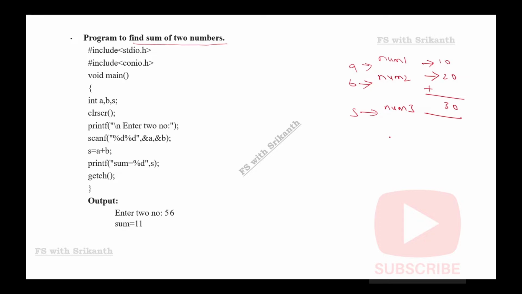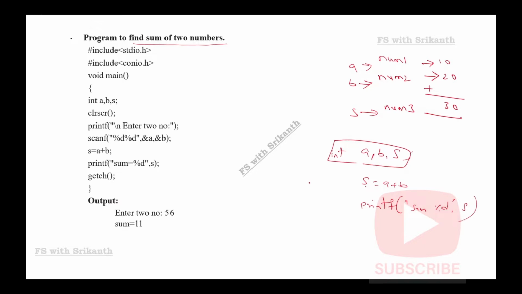Totally how many variables do we require? Totally we require 3 variables: A, B, S. The user enters the A and B values, and S is what we get. A and B are integers, and obviously we get S as an integer. So these 3 are int variables. Then we need to add: S equal A plus B. Then the value we get, we print with the help of printf: printf sum %d, S. This is the way we get it, right?